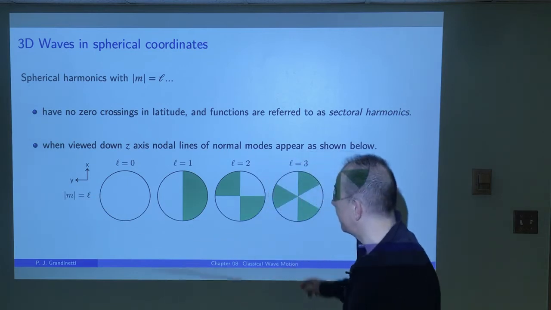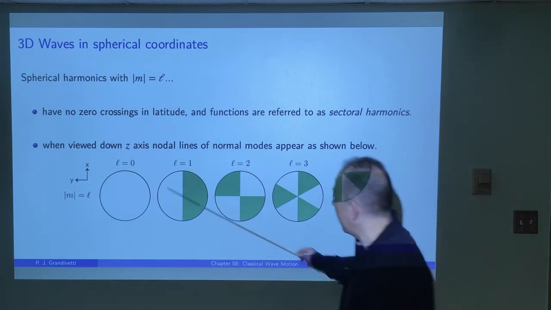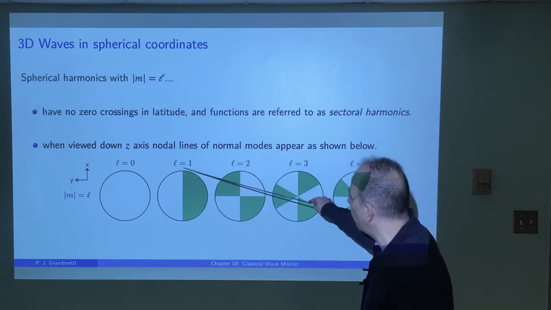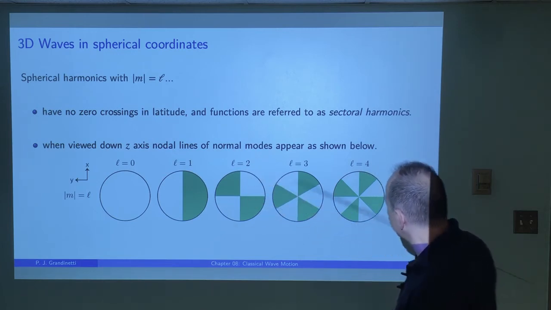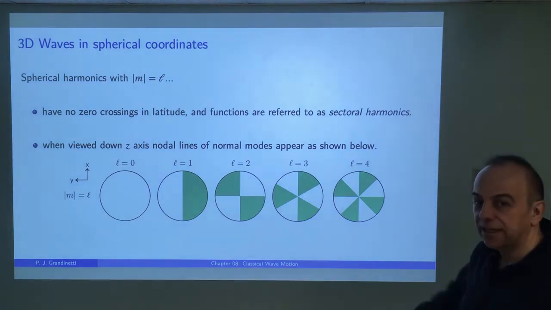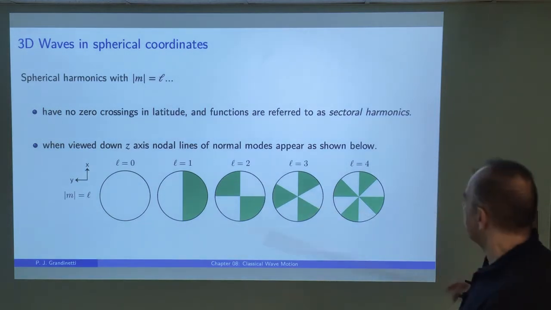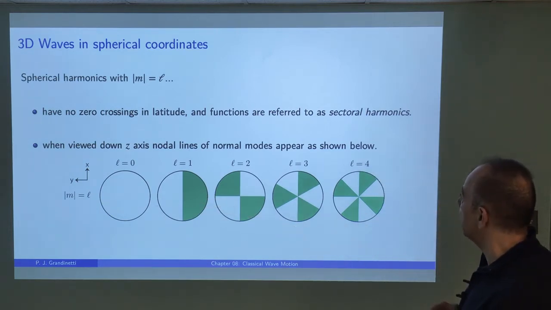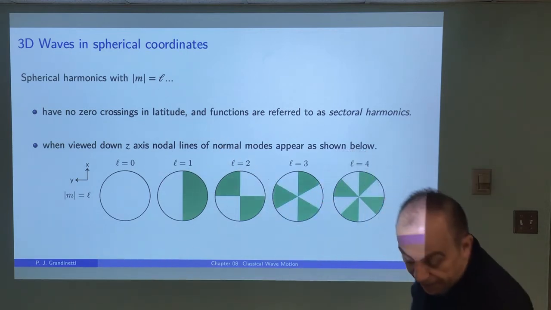M is equal to L. The absolute value of m is equal to L. This is a wave function where there are no nodes here. And then when we get to L equals 1, m equals L, then we get one node down the center. And when L equals 2, we get 2 nodes, and L equals 3, we get 3 nodes, and so on. So this is similar to what we saw in polar coordinates in 2D with the m dependence, but now this is what we're seeing with the spherical harmonics looking down from the North Pole, we see this L dependence in the case where the absolute value of m is equal to L.